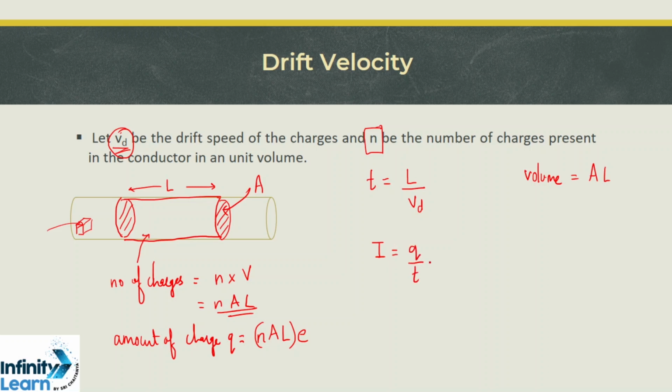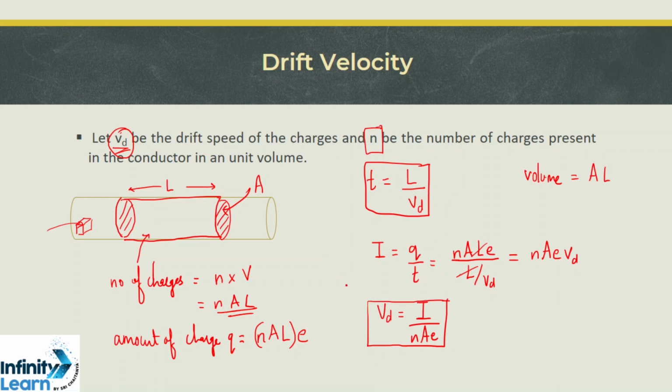Current is Q by T, charge per unit time. Charge we just got as N A L e divided by time, which we already found out over here, so it is L upon vD. Now we can clearly see that L from numerator and denominator cancels out, and we have the current flowing over here equal to N A e vD. Or we can rearrange this to get the drift velocity as I upon N into A into e.